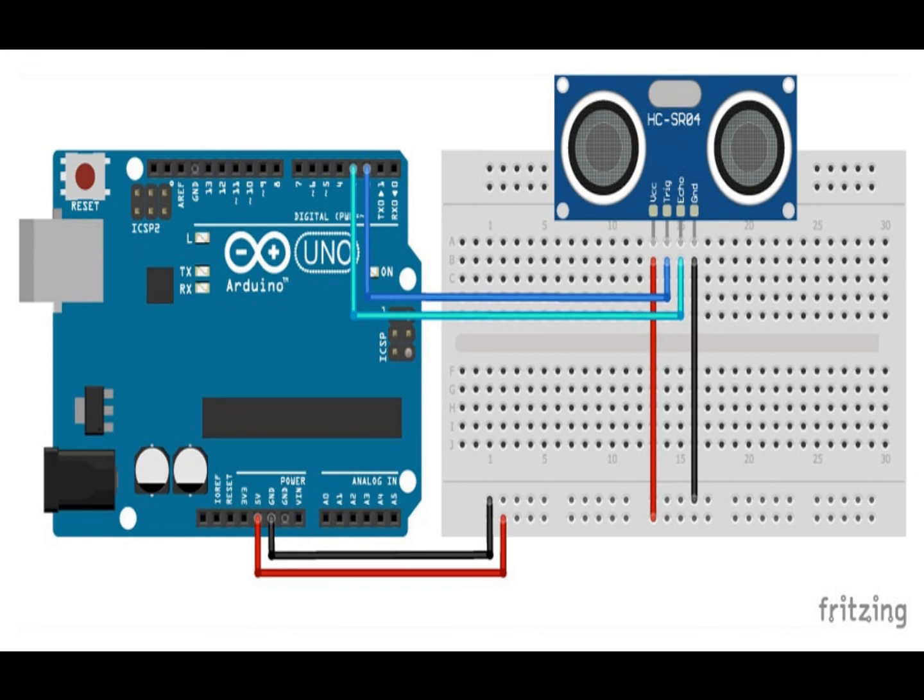To get the distance, we will multiply the duration by 0.034 and divide it by 2 as we explained in this equation previously. In the end, we will print the value of the distance on the serial monitor. That's all there is for the code. And for the circuit, look at this diagram and make the necessary connections. I'll leave it on for 5 more seconds.